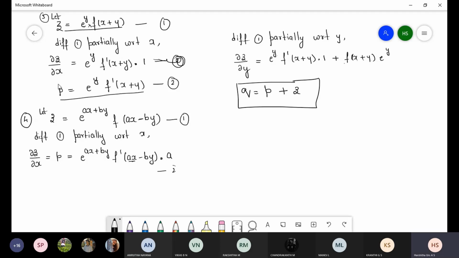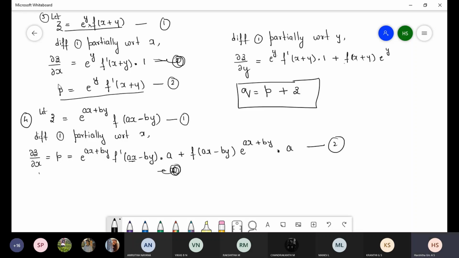Call this one as equation 2. Next, yes, one more thing we have to do, apply the product rule. So plus write f of ax minus by as it is. Differentiation of e power ax plus by is e power ax plus by into differentiation of ax, which is a. Call this one as equation 2.